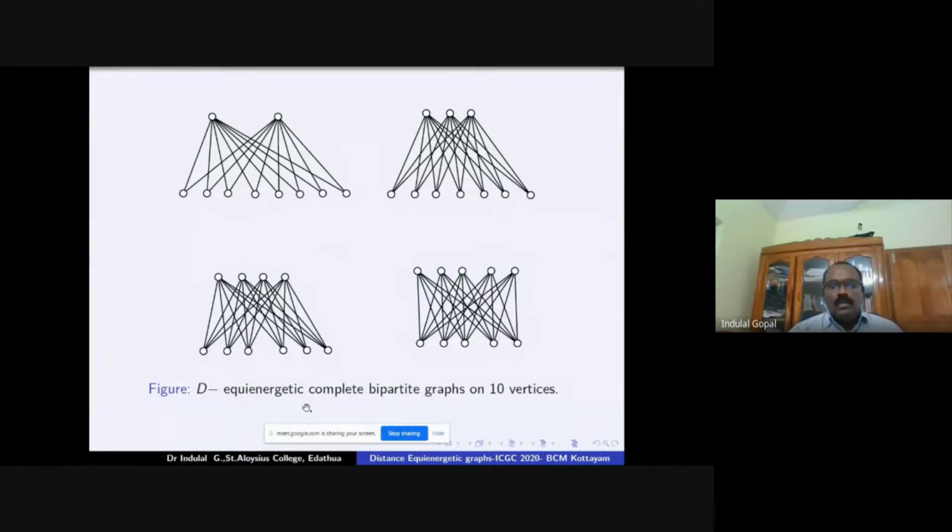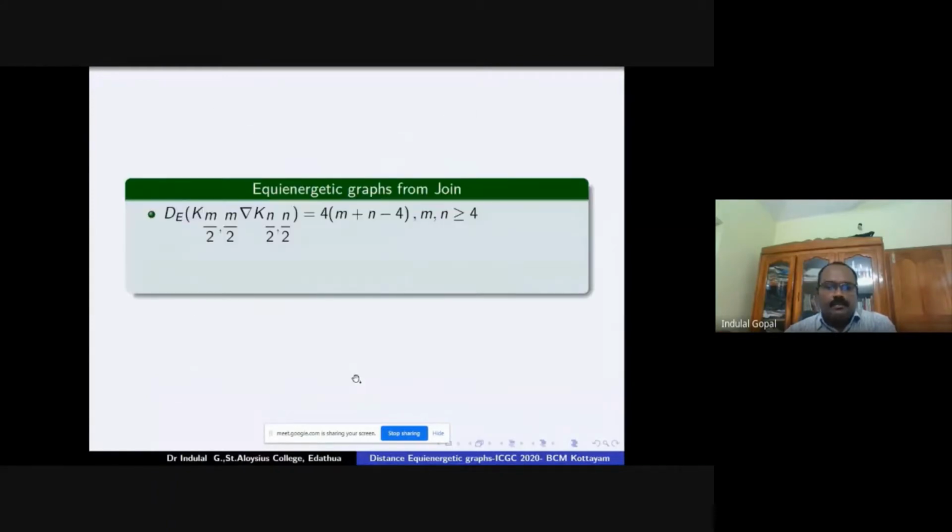So complete bipartite graphs provide a family of distance equi-energetic graphs for constant m plus n, for varying values of m and n. And another family of distance equi-energetic graphs from the join appears to be the complete multipartite graph K_{m/2,m/2} join K_{n/2,n/2}. Here also the distance energy depends upon the sum m plus n.